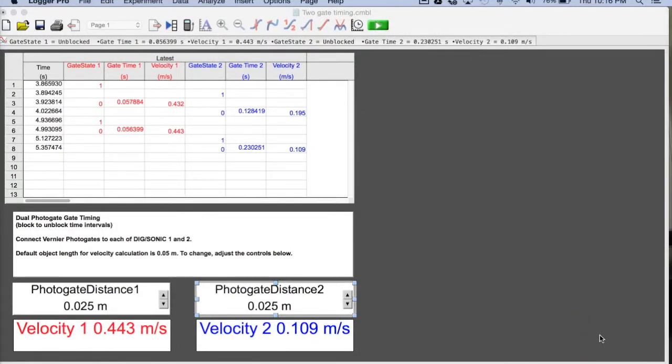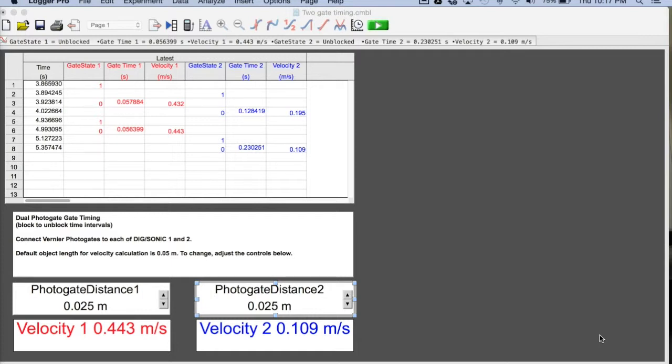This is an explanation of the data table. Now in this lab, gate 1, the red one, was the photo gate on the left, and gate 2, the blue one, was the photo gate on the right. And this lab has been set up so that to the right is positive and to the left is negative. So we can see that the first thing that happened was something passed through the left photo gate. I know it was moving right, so that would be a positive 0.432 meters per second.